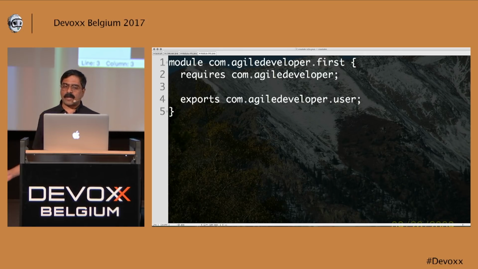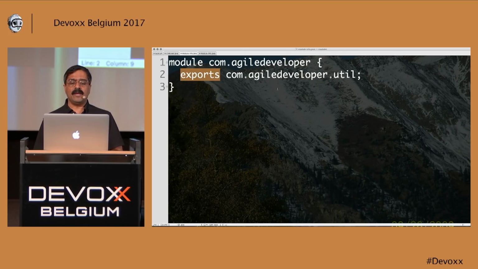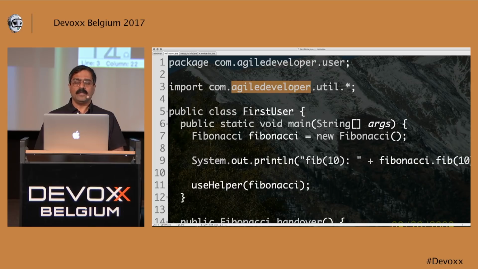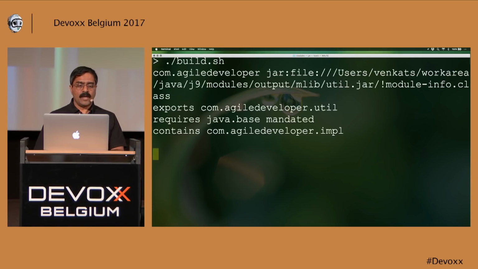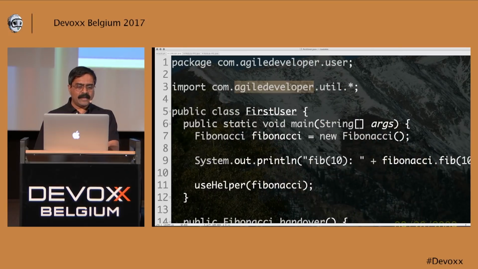Remember, you always require modules, you export packages. So in this case, the first is requiring com.agiledeveloper, and the com.agiledeveloper is exporting util. And of course, my class wants to use util, so everybody is in harmony. So when I go back and compile this code, notice that it did not complain anymore. Well, that's great. No complaint anymore.